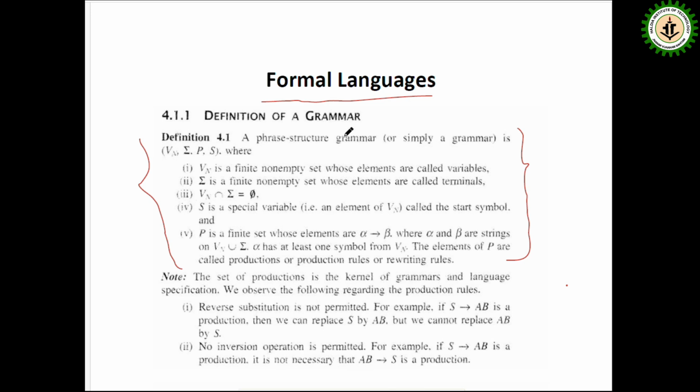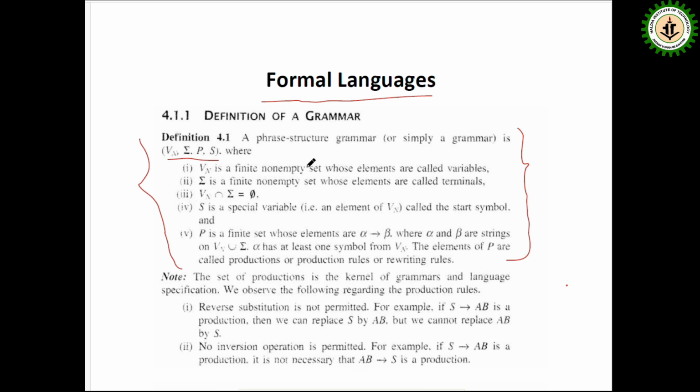So in formal language we have four tuples, that is Vn, sigma, P and S, and we are going to learn the significance of these four tuples. So first of all, what is Vn? Vn is actually variable. It is finite, obviously. The number of variables cannot be infinite, so it has to be a finite number of variables.